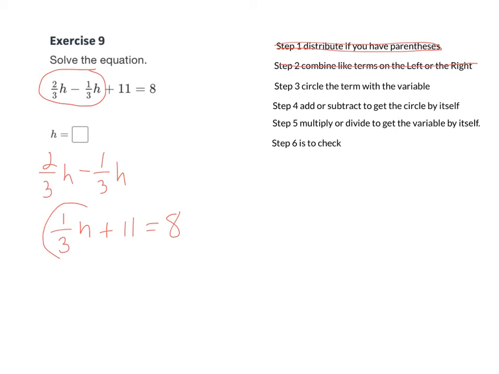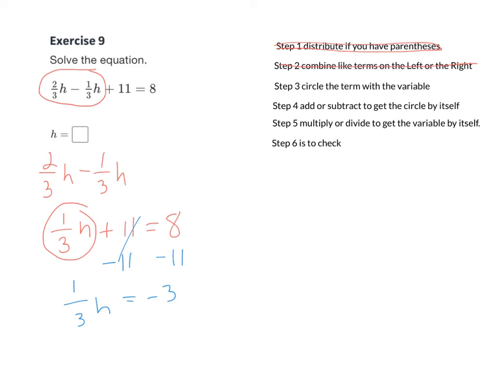Circle the term with the variable. How do we get rid of a positive 11? We do the inverse, which is minus 11. We're going to do that on both sides. It's going to give me 1/3 h is equal to negative 3.